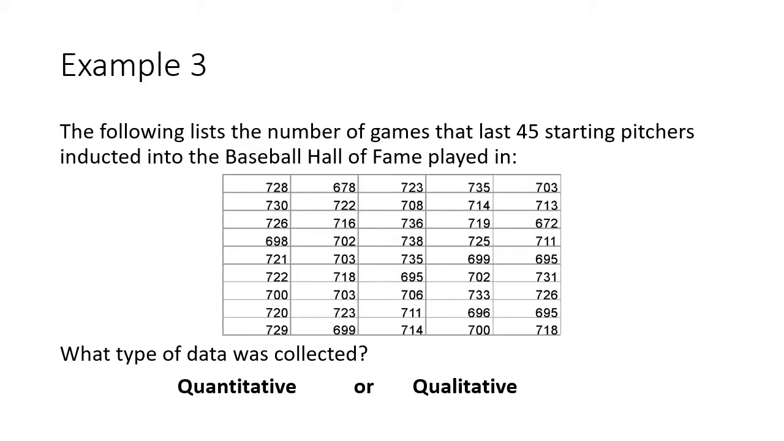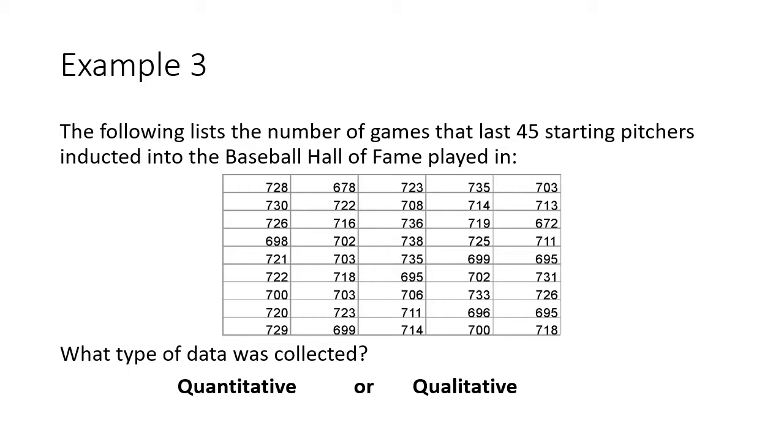But for now, again, we're just talking about visualizing data, so let's move on to a third example. Now, this table lists the number of games that the last 45 starting pitchers inducted into the Hall of Fame for baseball played. You can see that one of them played 728 games, another played 730, and so on.